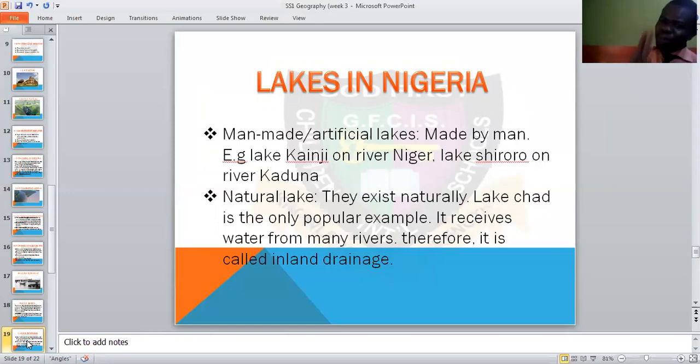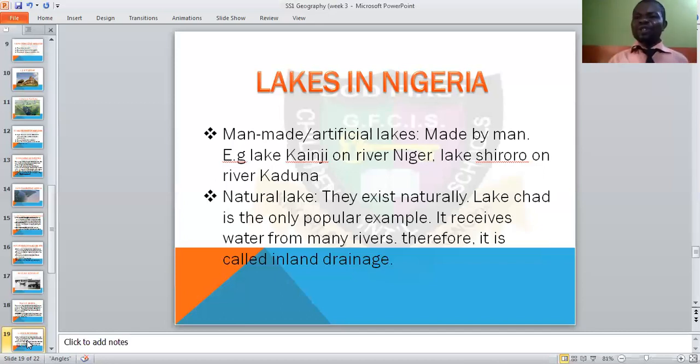Lakes in Nigeria are grouped into 2: man-made or artificial, and natural. The man-made ones include Lake Kainji. Lake Kainji is built on River Niger. That's where the plant that supplies light to most Nigerian parts and even some parts of African countries is built. Then we have Lake Shiroro on River Kaduna. River Kaduna is a minor river.